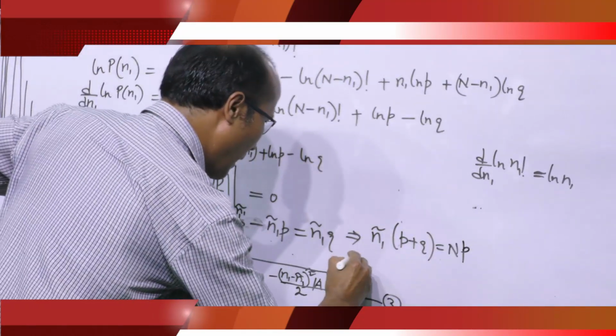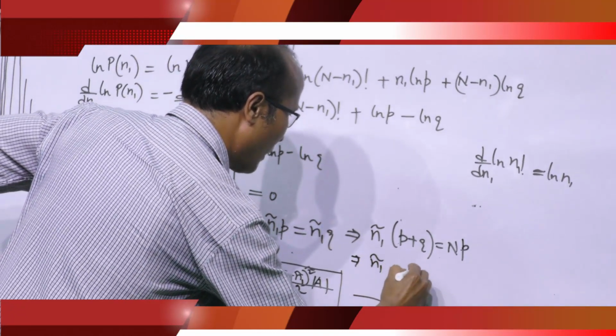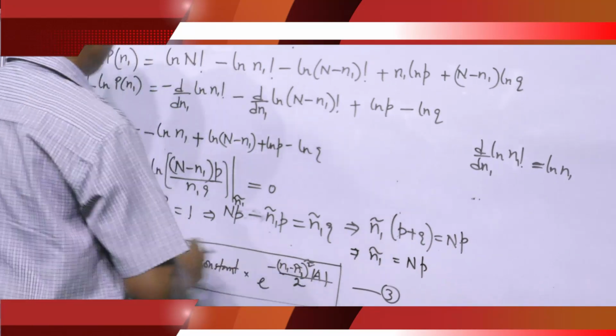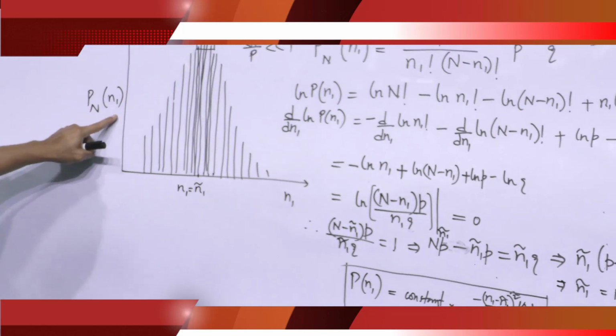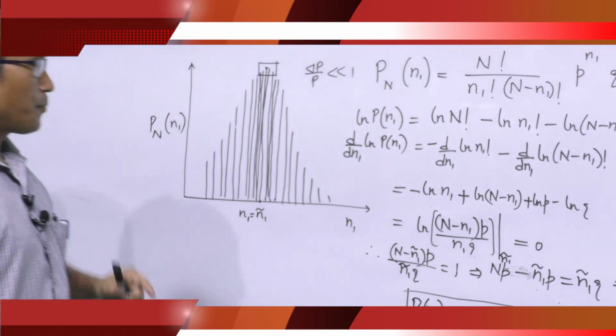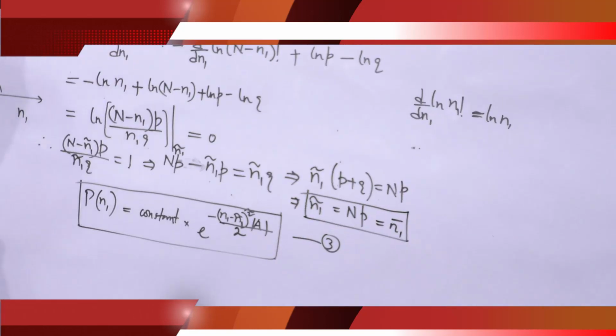We have n1 tilde is equal to np. That is the value of n1 at which the maximum of this probability distribution occurs: n1 tilde is equal to np, n1 bar.